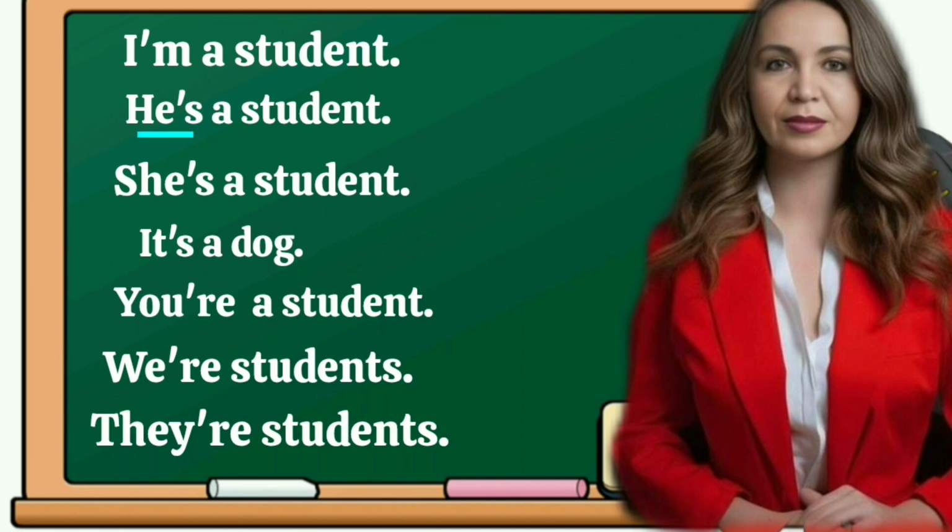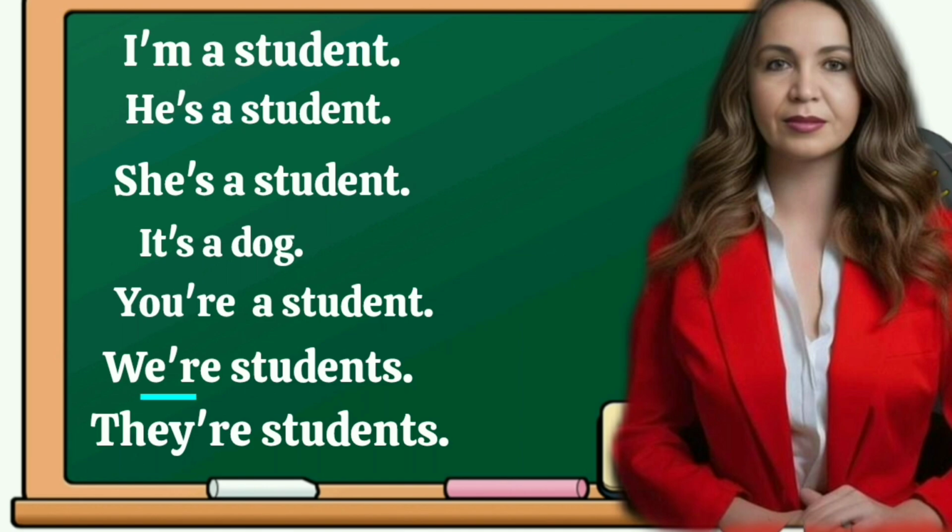Next sentence also will sound the same. He's a student. She's a student. Now the next sentence is it. Remember, it is used for things, animals, and places. So here we have to say it's a dog. The next one, you're a student. Please repeat, you're a student.